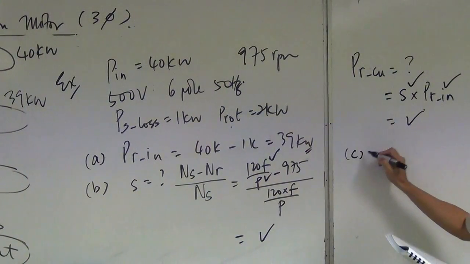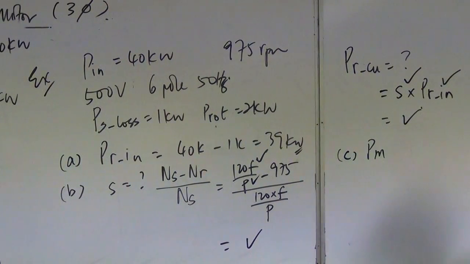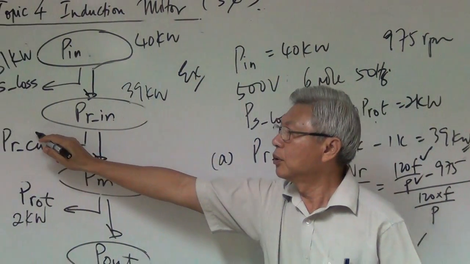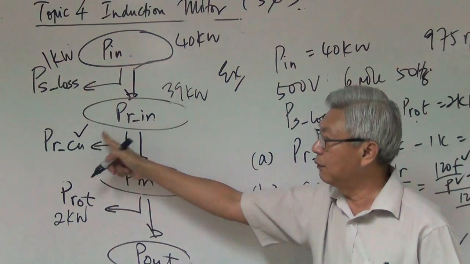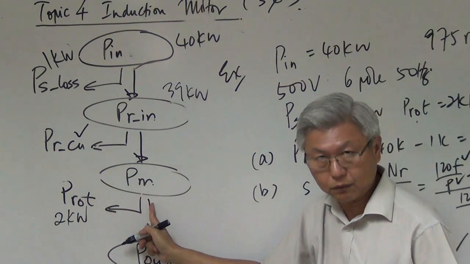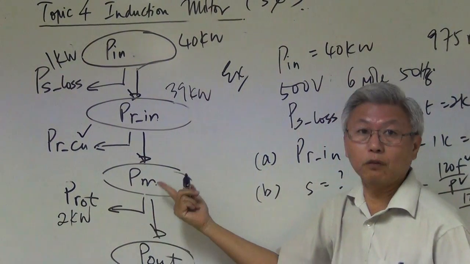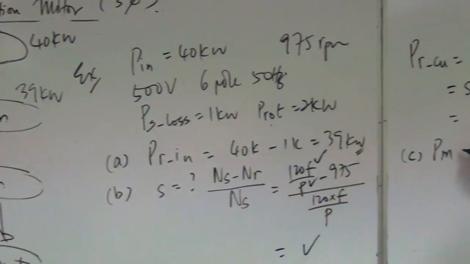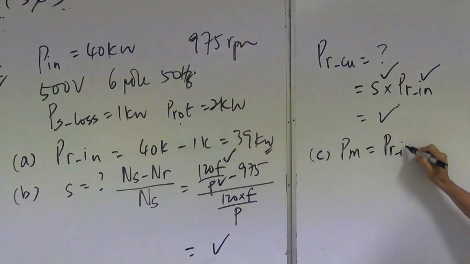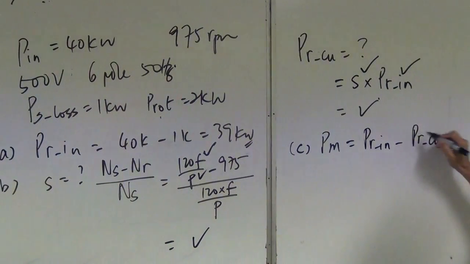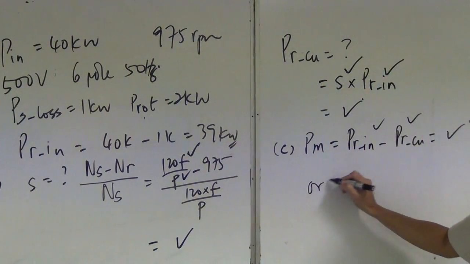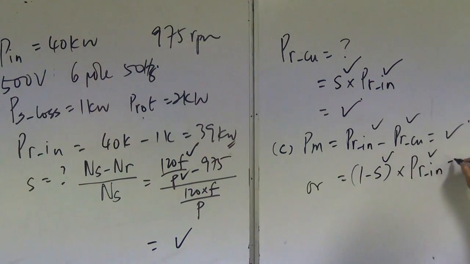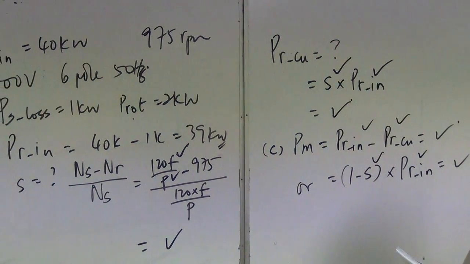Part C. Find the gross mechanical power. Okay, gross mechanical power. If you refer to the power flow diagram, rotor copper loss you already found. You have this, you have this. Can you find this? Of course. This minus this will give you this. Right? Or another way to use the formula, this is equal to 1 minus S multiplied by that. So gross mechanical power is either equal to P rotor input minus P rotor copper loss, which you have the information to find, or you prefer to use the formula 1 minus S multiplied by P rotor input. Also can. Right? So that's part C.